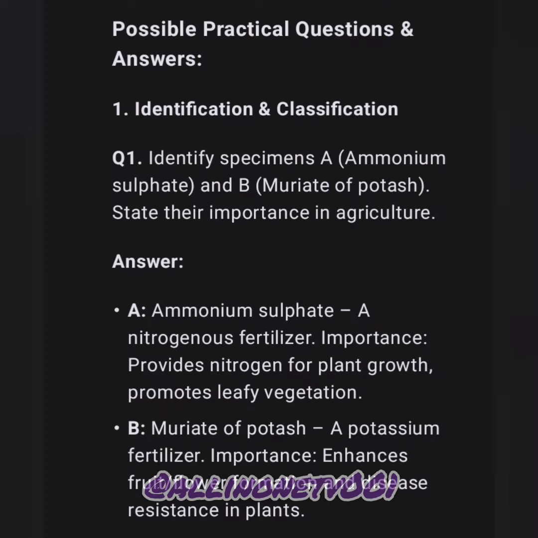Possible question and answer: identify specimen A and B and state their importance in agriculture. You already know specimen A, ammonium sulfate, and B, muriate of potash. Answer: specimen A, ammonium sulfate, its other name is nitrogenous fertilizer, and its importance: provide nitrogen for plant growth, promotes leafy vegetation. The importance of muriate of potash: enhance fruit and flower formation and disease resistance in plants. So muriate of potash is a potassium fertilizer.